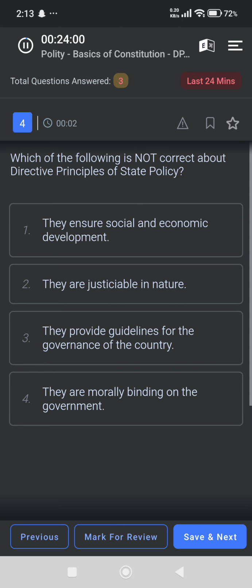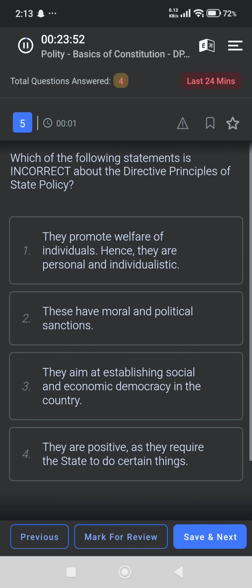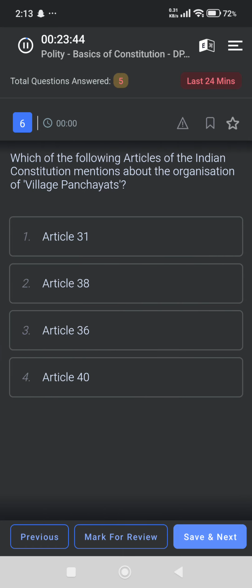Which of the following is not correct about DPSP? They are justiciable in nature. Which of the following statements is incorrect about the directive principles of state policy? They have moral and political sanctions.